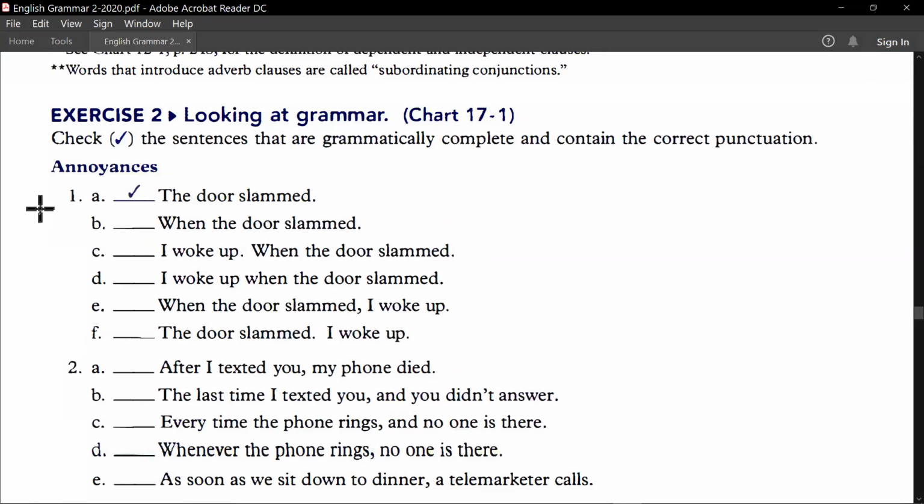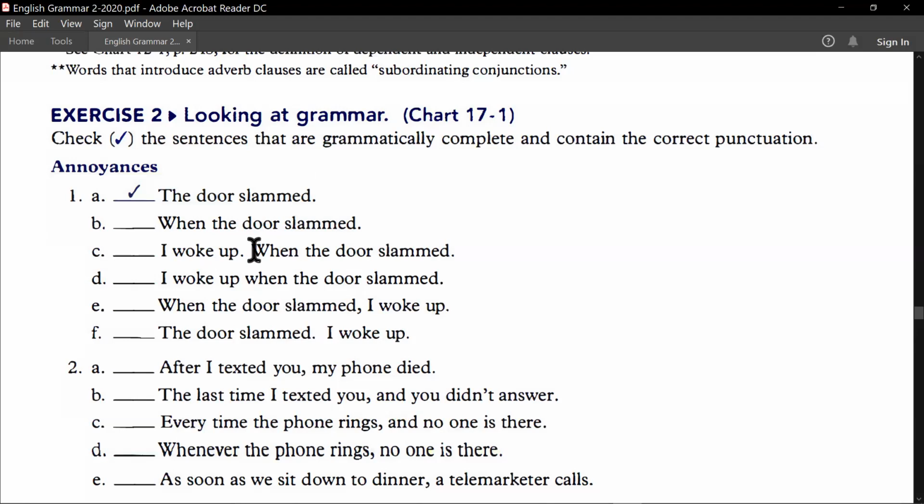Tick the true sentences: grammatically complete and containing correct punctuation. The door slammed. This is a correct sentence. Why? Because it is a main clause, a simple sentence. It gives a full meaning. The door slammed. You understand what happened. When the door slammed, this is a fragment. Why? Because it is a dependent adverb clause that does not give a full meaning.